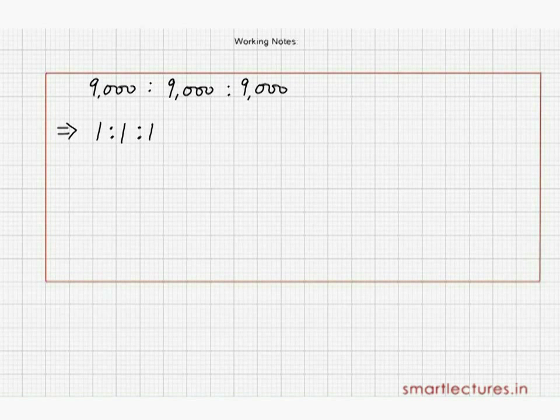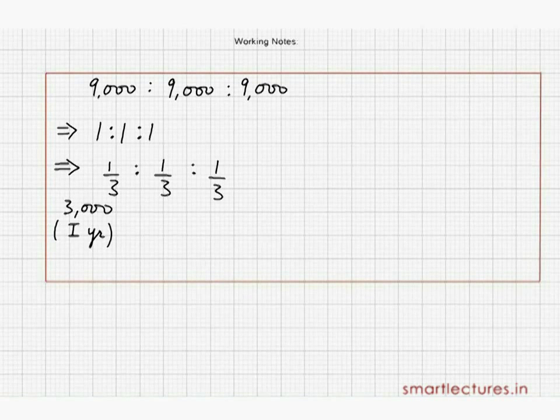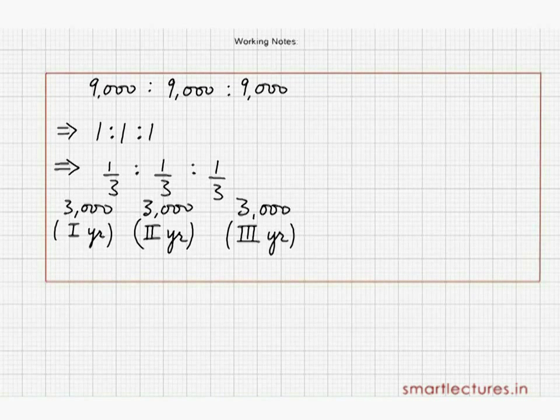It means if we convert it into shares, that will be 1 plus 1 plus 1, that will be 1 by 3, 1 by 3, 1 by 3. Means in the first year, we'll write off 3,000 rupees. In the second year, 3,000 rupees. And in the third year, 3,000 rupees. Or we can say on 31st March 2011, 3,000 rupees will be written off from discount on issue of debentures account. On 31st March 2012, the amount will be 3,000. And on 31st March 2013, it will be 3,000 rupees.